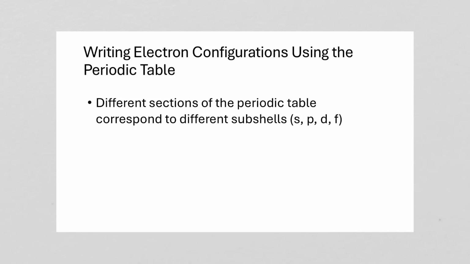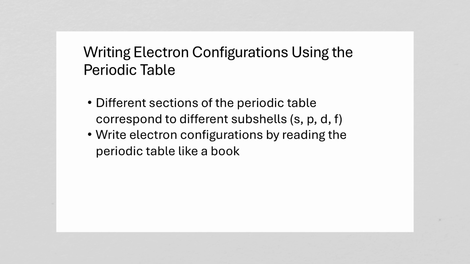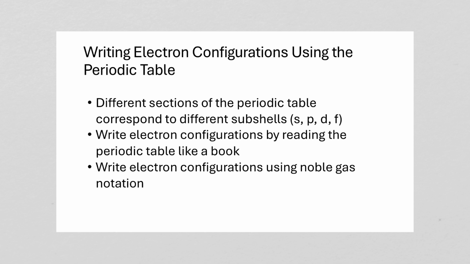In this video, we're going to look at how to write electron configurations using the periodic table. So you'll see that different sections of the periodic table correspond to the different subshells, S, P, D, and F. And we are going to write electron configurations by reading the periodic table like a book. So we're going to read the periodic table from left to right and top to bottom. We're also going to look at how to write electron configurations using noble gas notation, which is a shorthand type of notation.